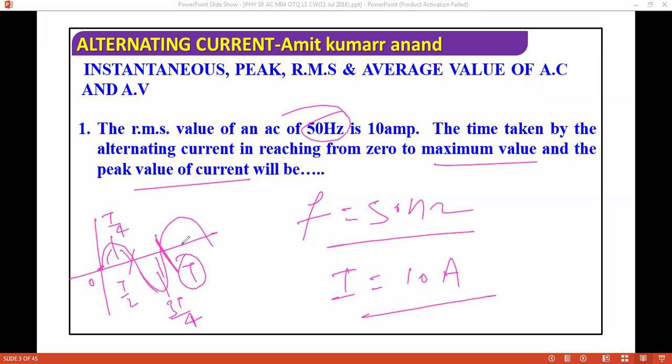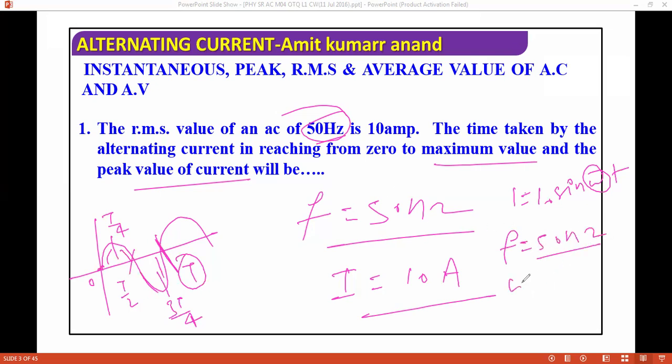So the RMS value of an AC source, frequency given 50 hertz. If you write the normal equation, what is the normal equation? I equals I naught sine omega t. Here, you can easily calculate omega because the frequency is 50 hertz.